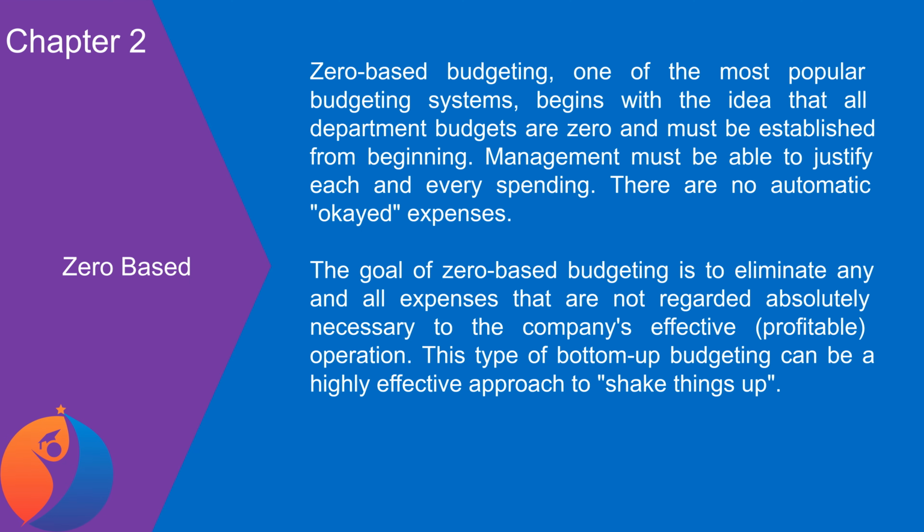Number 4, zero-based. Zero-based budgeting, one of the most popular budgeting systems, begins with the idea that all department budgets are zero and must be established from beginning. Management must be able to justify each and every spending. There are no automatic okayed expenses. The goal of zero-based budgeting is to eliminate any and all expenses that are not regarded absolutely necessary to the company's effective, profitable operation. This type of bottom-up budgeting can be a highly effective approach to shake things up.